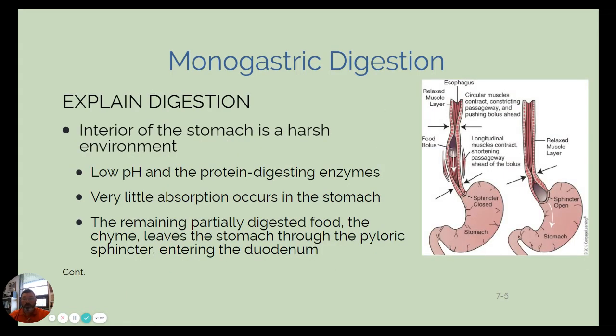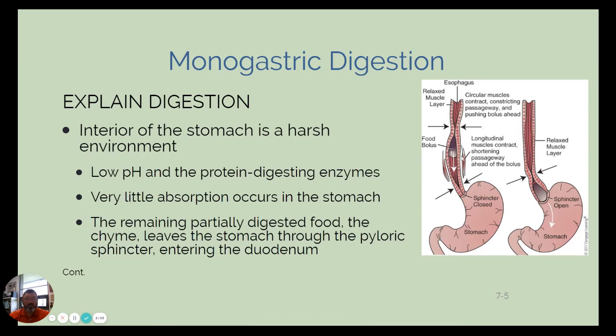So the interior of the stomach, like I said, is a pretty harsh environment. It's generally, on balance, a very low pH with a lot of protein digesting enzymes, very little absorption in the stomach. You'll see a little bit of water absorption, but not much in terms of actual nutrient absorption. And the remaining partially digested food, what we call the chyme, leaves the stomach through the pyloric sphincter and enters the duodenum, the upper part of the small intestine.